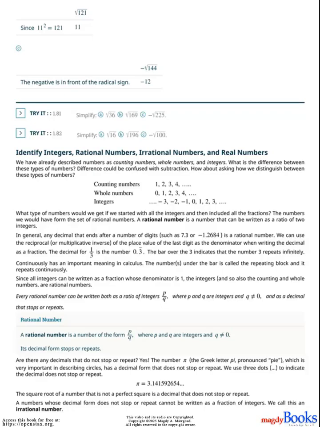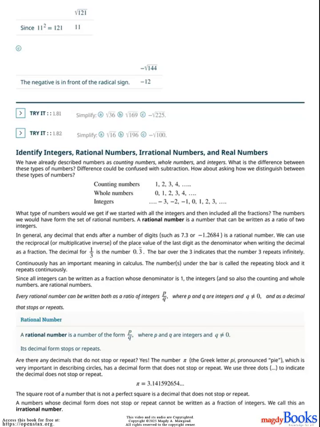Since all integers can be written as a fraction whose denominator is 1, the integers, and so also the counting and whole numbers, are rational numbers. Every rational number can be written both as a ratio of integers p over q, where p and q are integers and q does not equal 0, and as a decimal that stops or repeats.